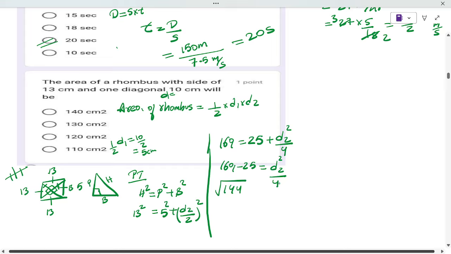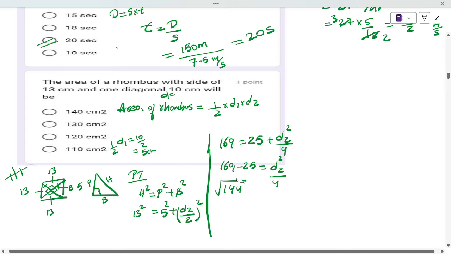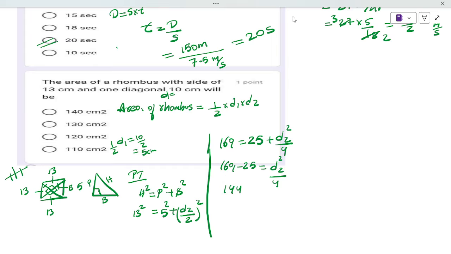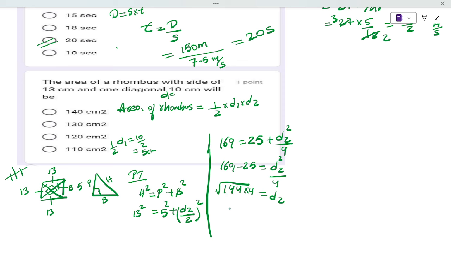Anyway, let's not do it that way. Let's just multiply and give it a try. 144 into 4 is equal to diagonal 2 square, then take the root. So 144 is 12 square, 4 is 2 square, so diagonal 2 is equal to 24. But that's not the answer yet, because we need the area using diagonal 1 and diagonal 2.